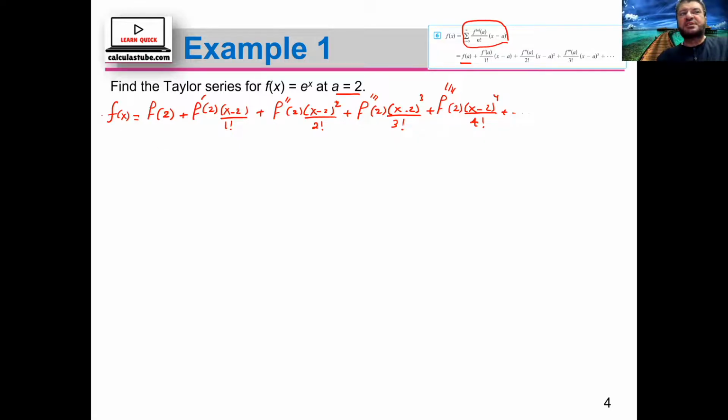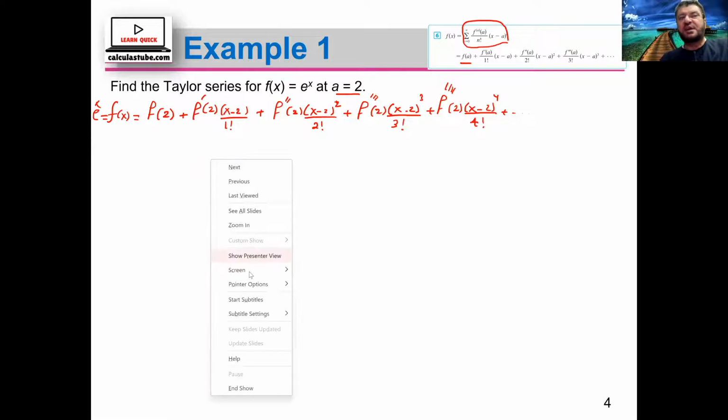Okay, and what's f of x here? It's our function, which is e to the x. So e to the x, which is f of x, is equal to all of this. So what are the things we have to find, guys, now?